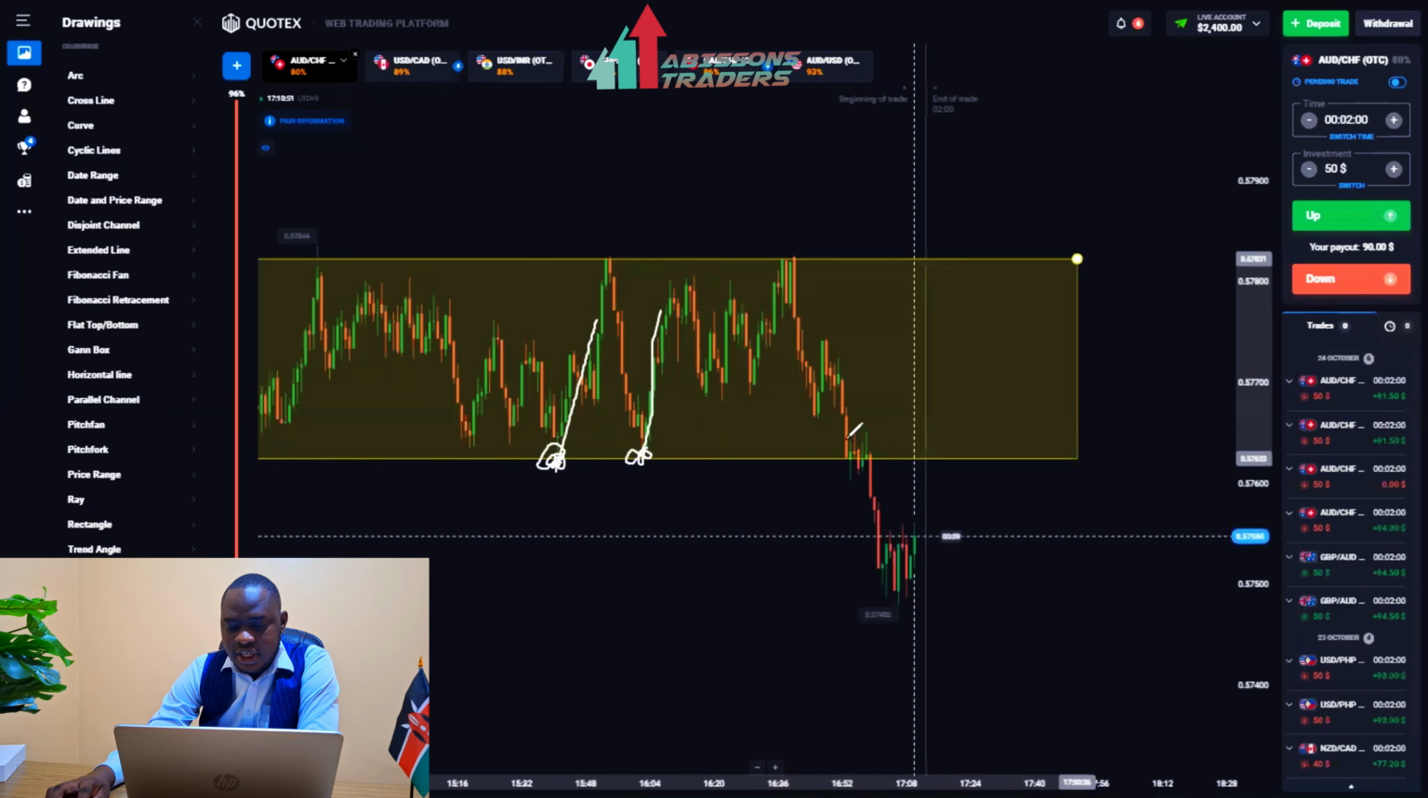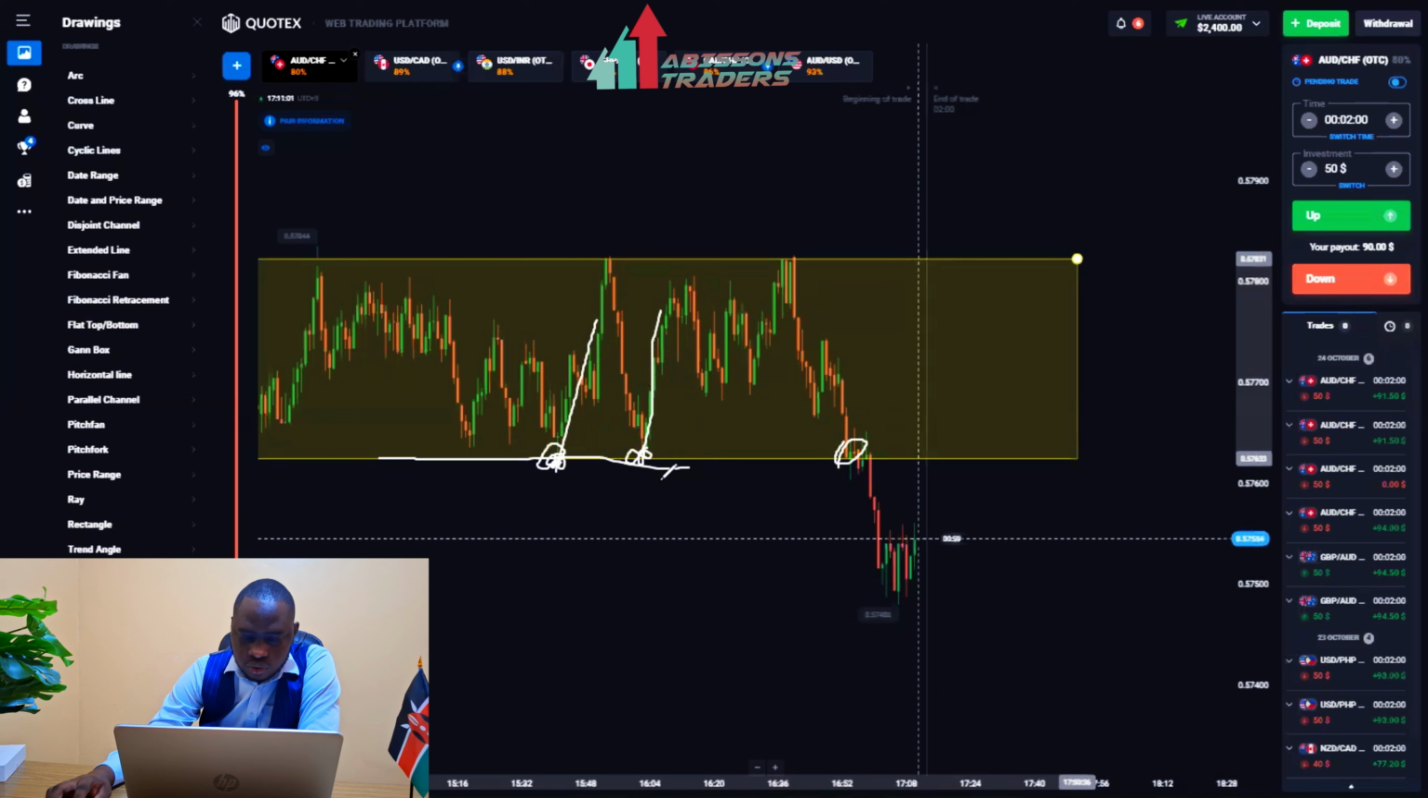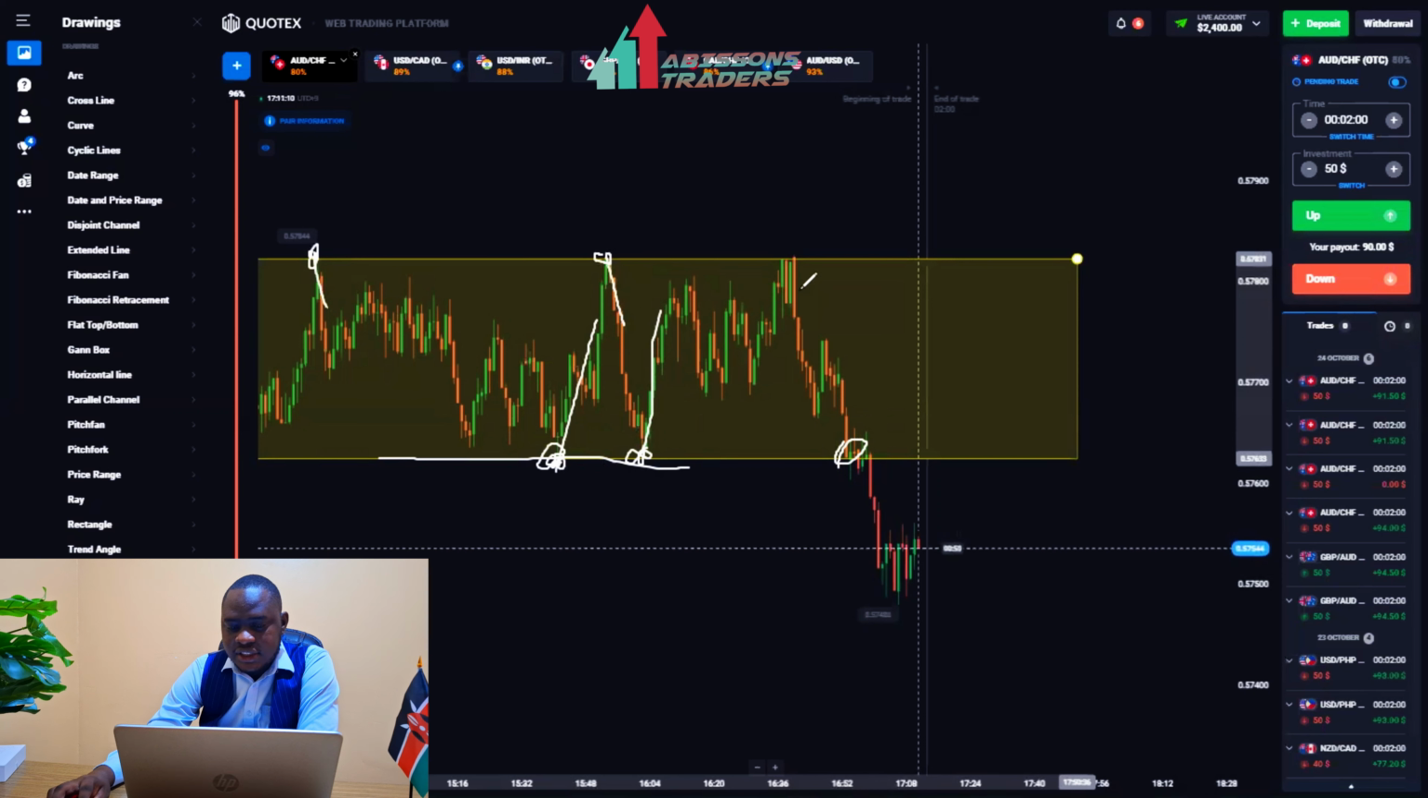And the third time it reached here, it reacted. Why? Because this is a zone. So the market reverses from a zone. Then same to here, you can see the market reversed, and reversed, and it did the same for the third time. So you take advantage of the reaction. The market must react to that.